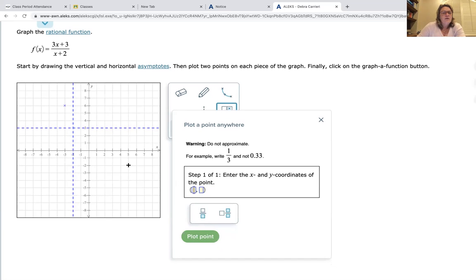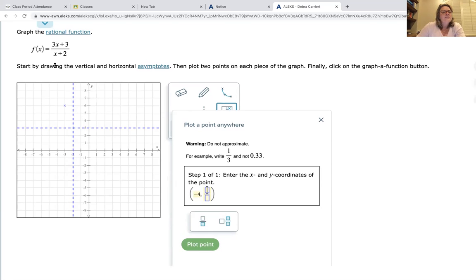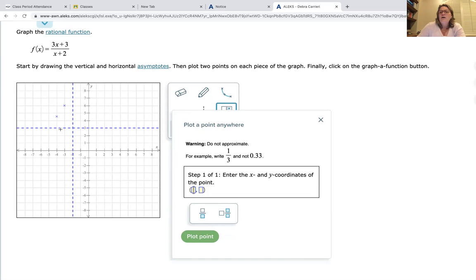Then let's plot another point. Let's pick -4. When x is -4, what's my numerator? I got -12 plus 3, that becomes -9. And in my denominator, -4 plus 2 becomes -2. I've got another point. Now I'm going to plot points to the right of my asymptote.